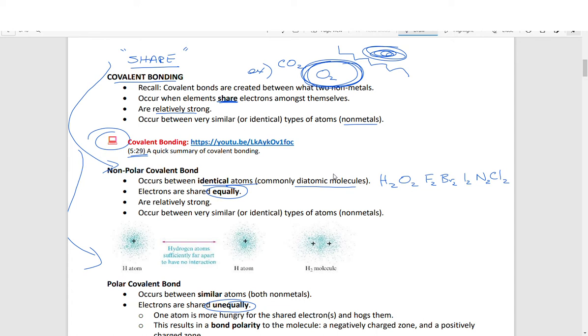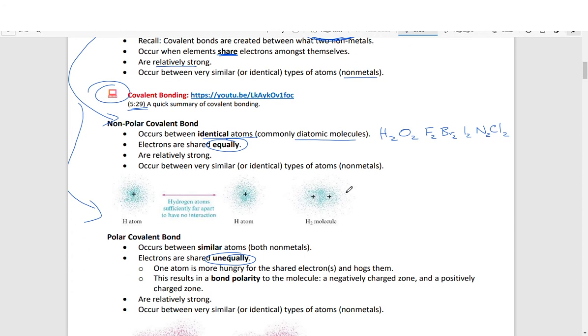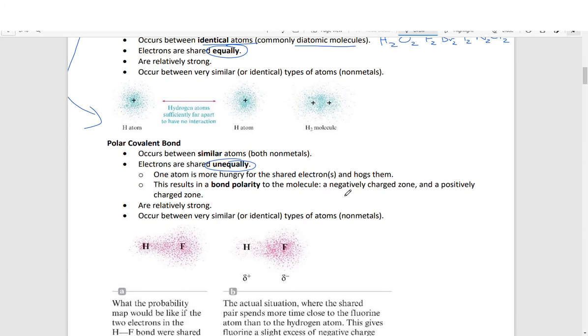If we take a look at the opposite of this, the unequal sharing, it happens because of the greediness that atoms have, or their hunger for the shared electron. I talk about it as its level of greediness. It results in an unequal sharing because one of the atoms has the electrons around it more of the time. It ends up being more negatively charged, and as a result, the other one becomes more positively charged.